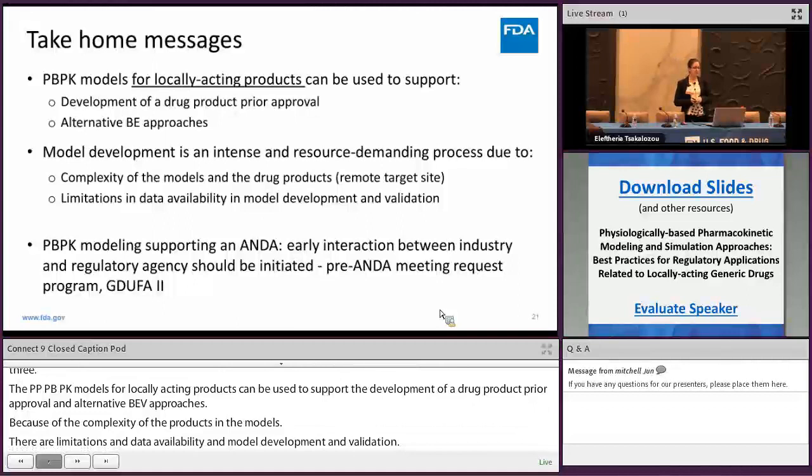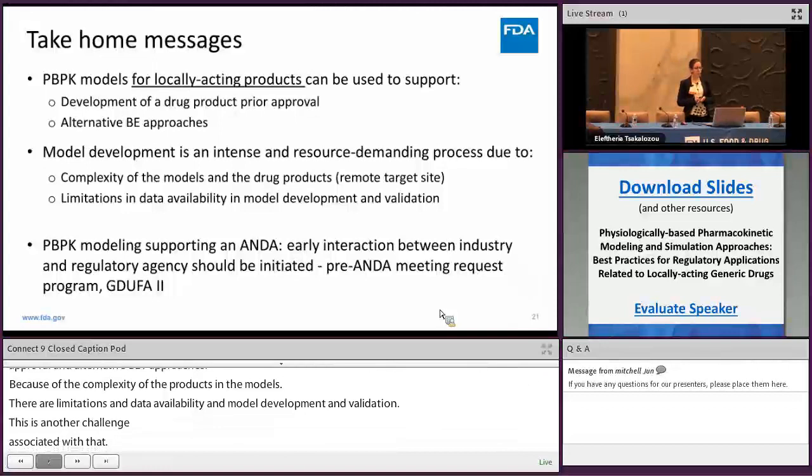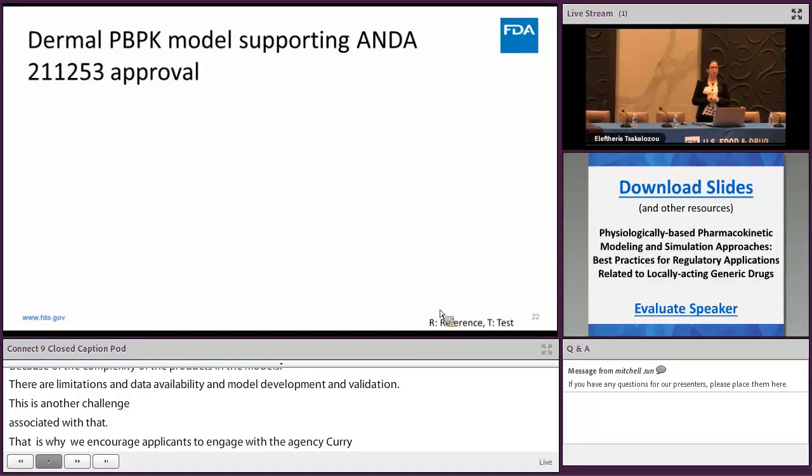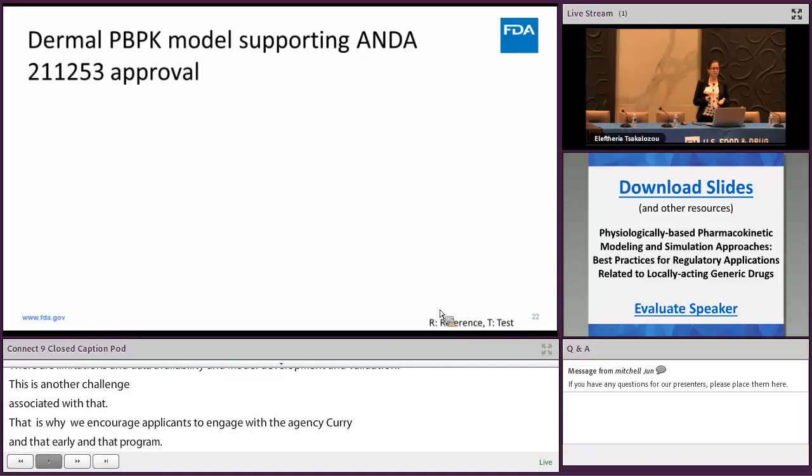That is why we encourage applicants to engage with the agency early in their drug development program through the pre-NDA meeting request program under GDUFA 2. And to highlight certain aspects of the best practices that I went over, and to also demonstrate that this can actually be done, I will go over a dermal PBPK model that was submitted to the agency supporting an approved ANDA, ANDA 211253. This was for a generic for diclofenac sodium topical gel 1%.